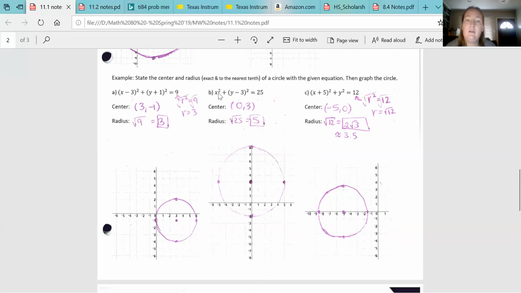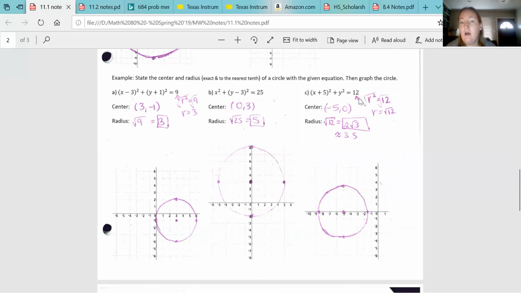So part B, nothing else is here, so it's kind of like x plus 0, or minus 0, squared, so 0. And then the opposite of what's showing would be 3. So y minus k, the k has to be 3. And then again, this is your radius squared. So your radius would be the square root of that, which is 5. Plotting it like we've done before.